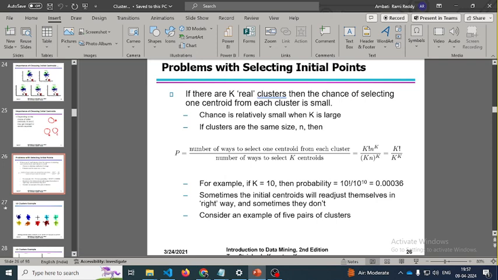So if you want to know how to choose that initial point, that is P, the initial point. You can use this particular formula: the number of ways to select one centroid from each cluster divided by the number of ways to select k centroids. So that is how you can compute the initial point. Based on this, you may choose it.